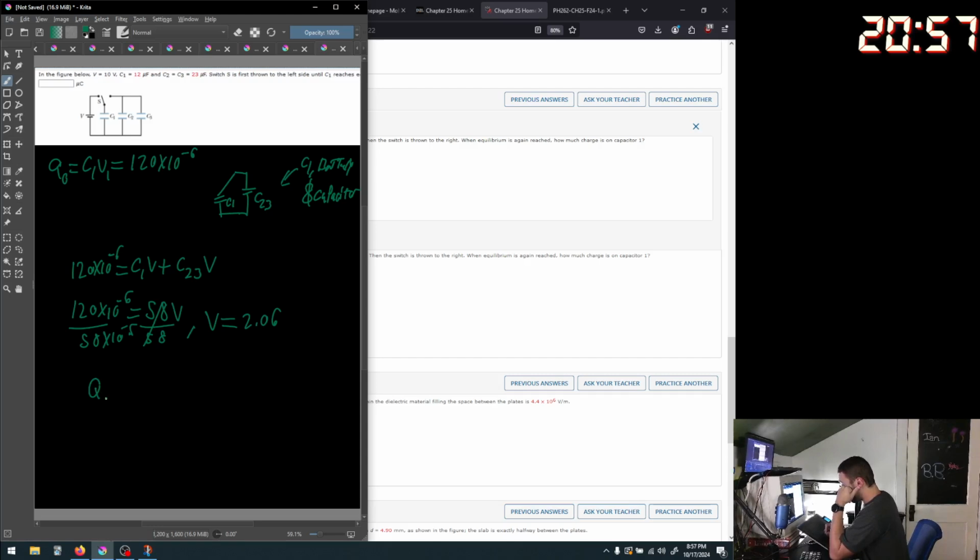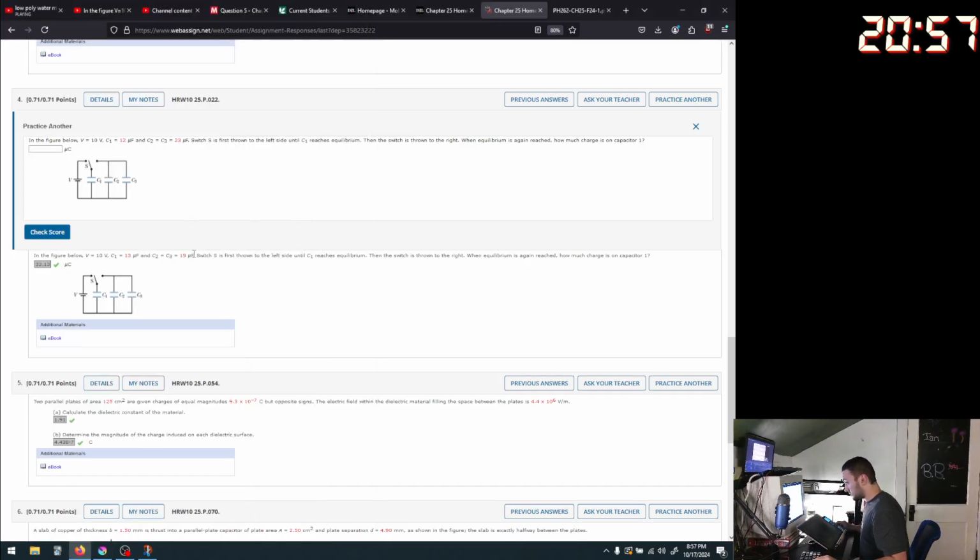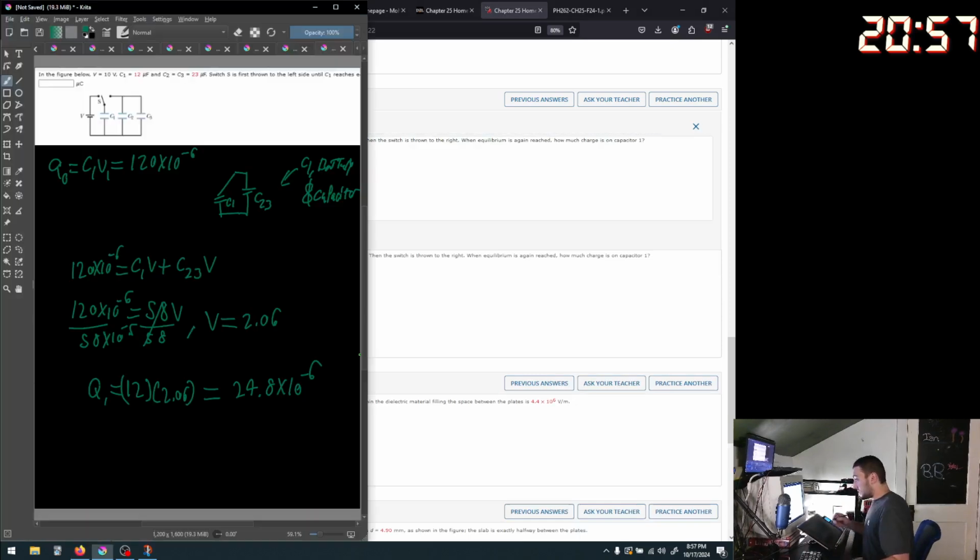So Q1 equals C1, which is 12, times 10 to the negative 6, times 2.06, which is going to be 24.8 times 10 to the negative 6. Or maybe not. Is it just 24.8? Yeah, because that's micro. So it's actually just 24.8 microcoulomb.